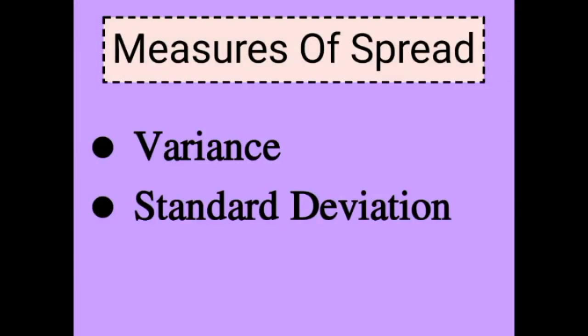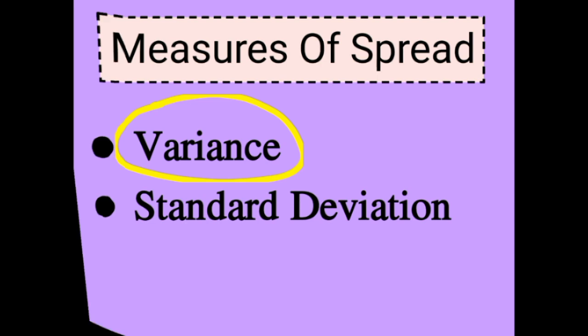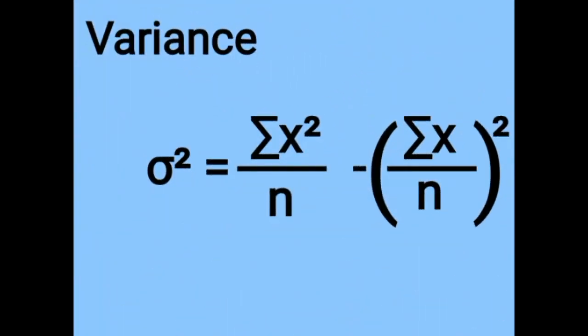Variance. This is also another measure that can be used to work out the spread of a data set. In an ungrouped data set, we can calculate the variance using this formula. So this is the mean of the squares minus the square of the mean. Now, this is the symbol we use for the variance.